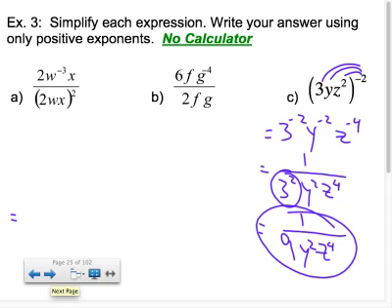So again, hopefully this is a nice video as far as tying all of the properties of exponents that we've discussed into one lesson.